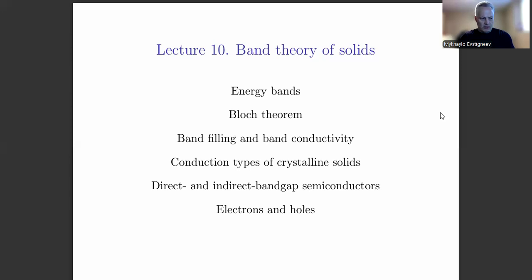I will explain why there are dielectrics that do not conduct electricity, how they differ from semiconductors, why some materials do conduct electricity, namely metals and semi-metals. So these are the four main conduction types of crystalline solids. Then we will discuss the difference between the direct and indirect bandgap semiconductors, and I will introduce electrons' twin brothers, which exist in semiconductors and which are called holes.